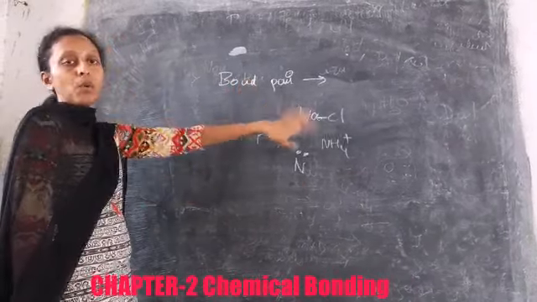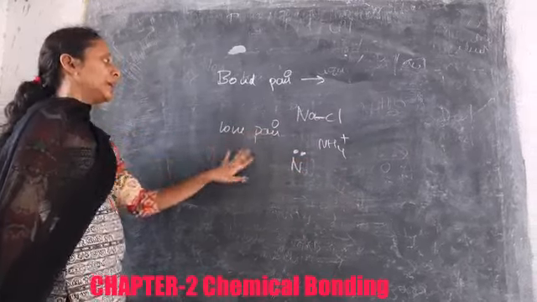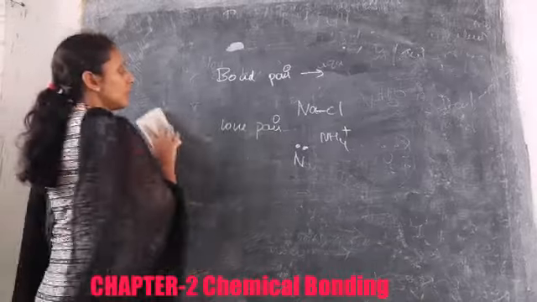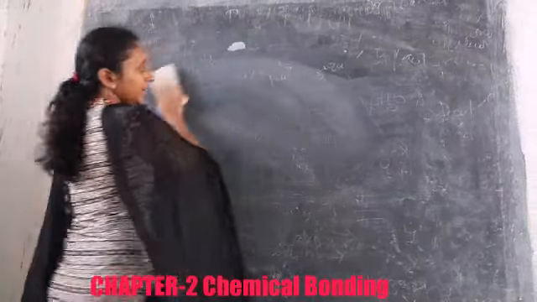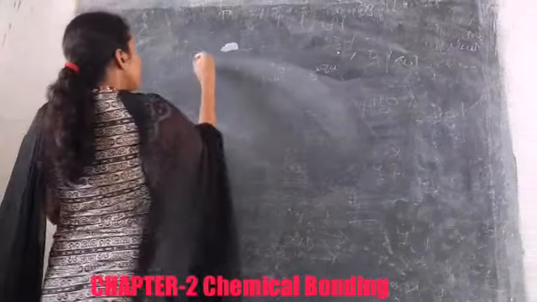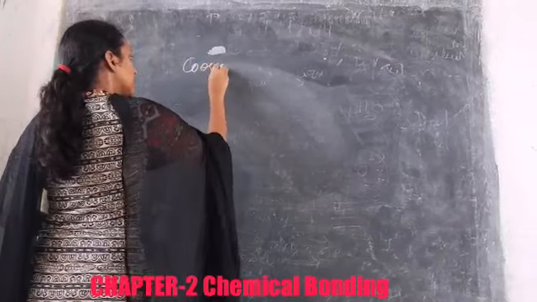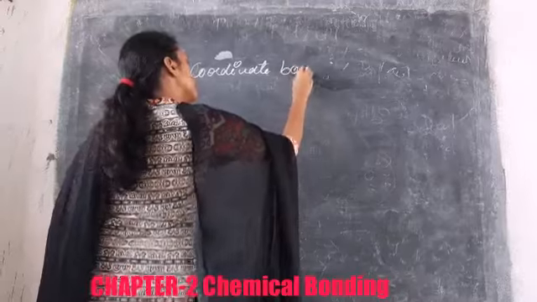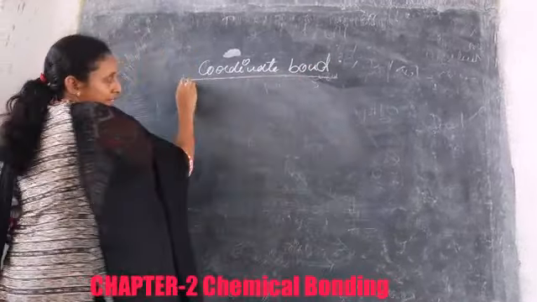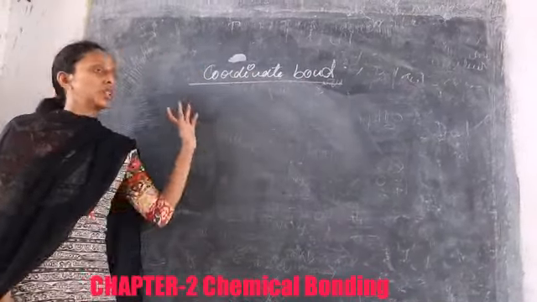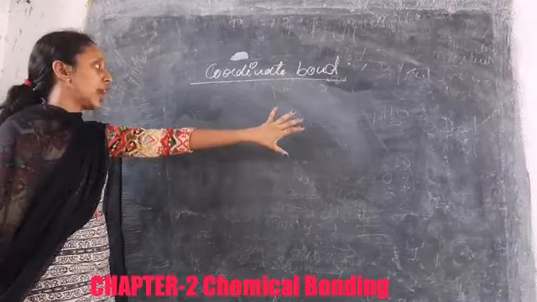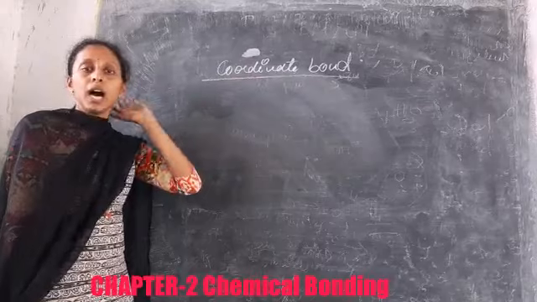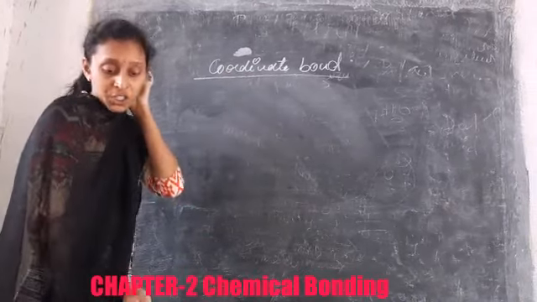Whereas bond pair are involved in the formation of bond, lone pairs are not involved in the formation of bond. So now we will learn about coordinate or dative bond. So coordinate or dative bond is the bond which is formed by the sharing of electrons, the sharing taking place from only one atom. The other atom is not involved in the sharing.